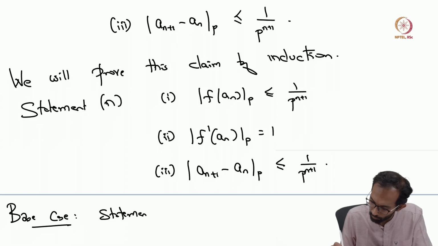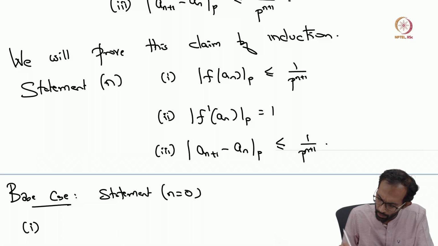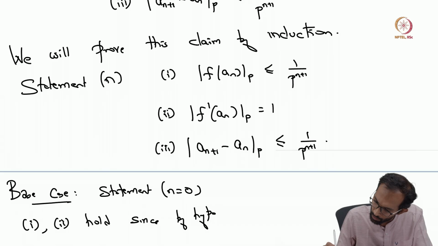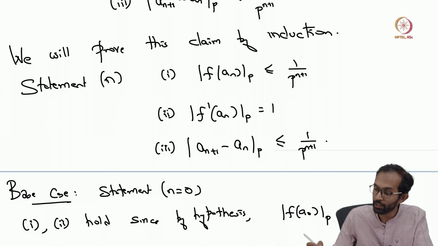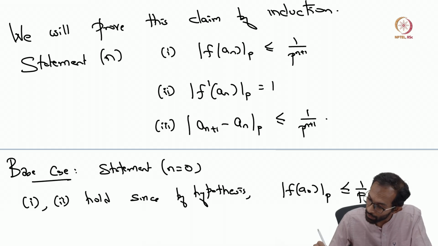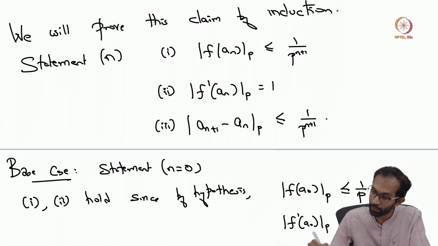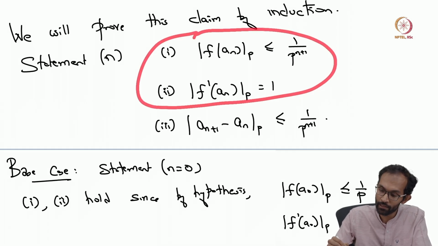Statement n equals 0. So you see that 1 and 2 hold, since by hypothesis we have that the p-adic absolute value of f(a_0) is less than or equal to 1 over p. This is part of the hypothesis. And another thing that was part of the hypothesis is that the derivative, if you look at f'(a_0) and compute its p-adic absolute value, this is equal to 1. So statements 1 and 2 for n equals 0 is just part of the hypothesis.